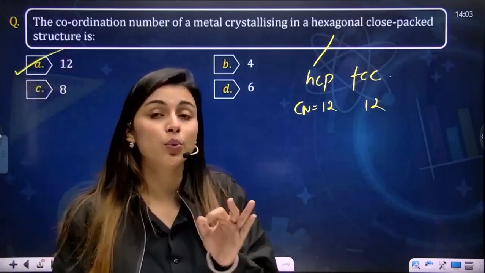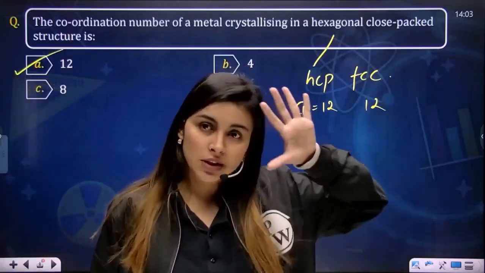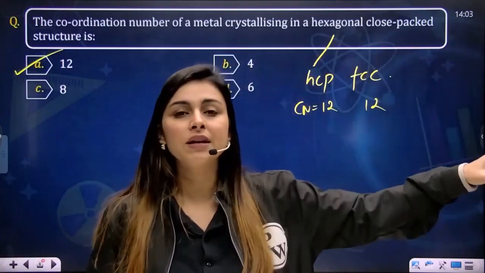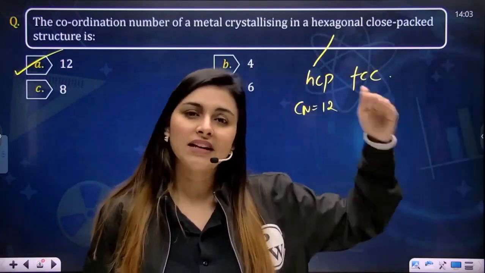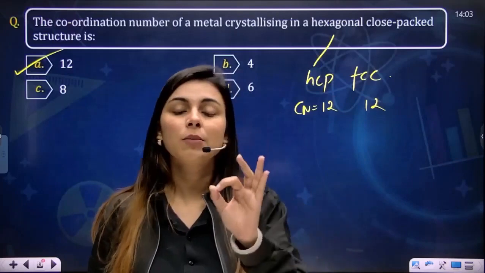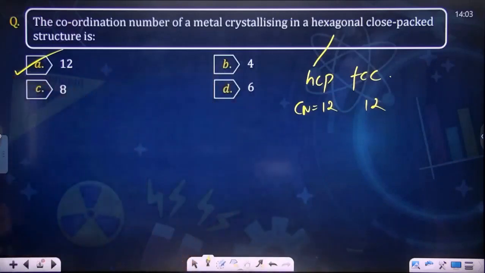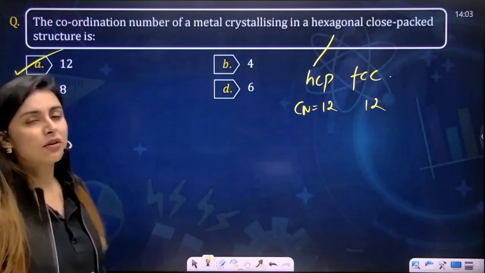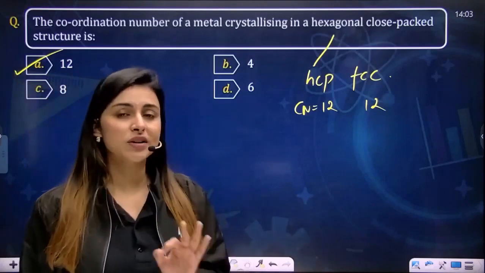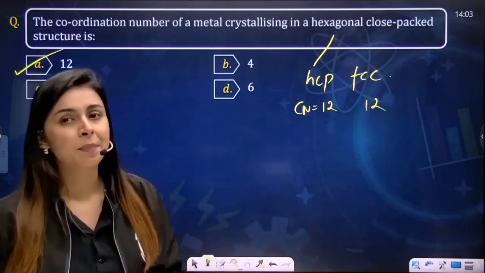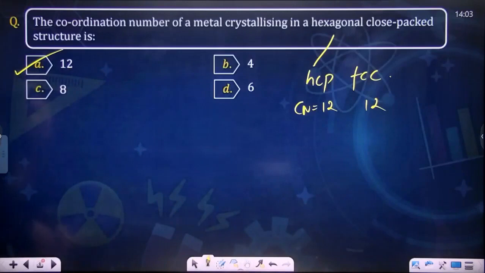We saw in the video the coordination number in the three-dimensional layering of AB, that HCP lattice or FCC lattice, the coordination number will always come out to be 12, and the packing fraction will always come out to be 0.74. So option A will be your correct answer. I hope you are clear with this. This was the easiest question and the direct question that could be asked, right? Please write it down and then we'll move forward.